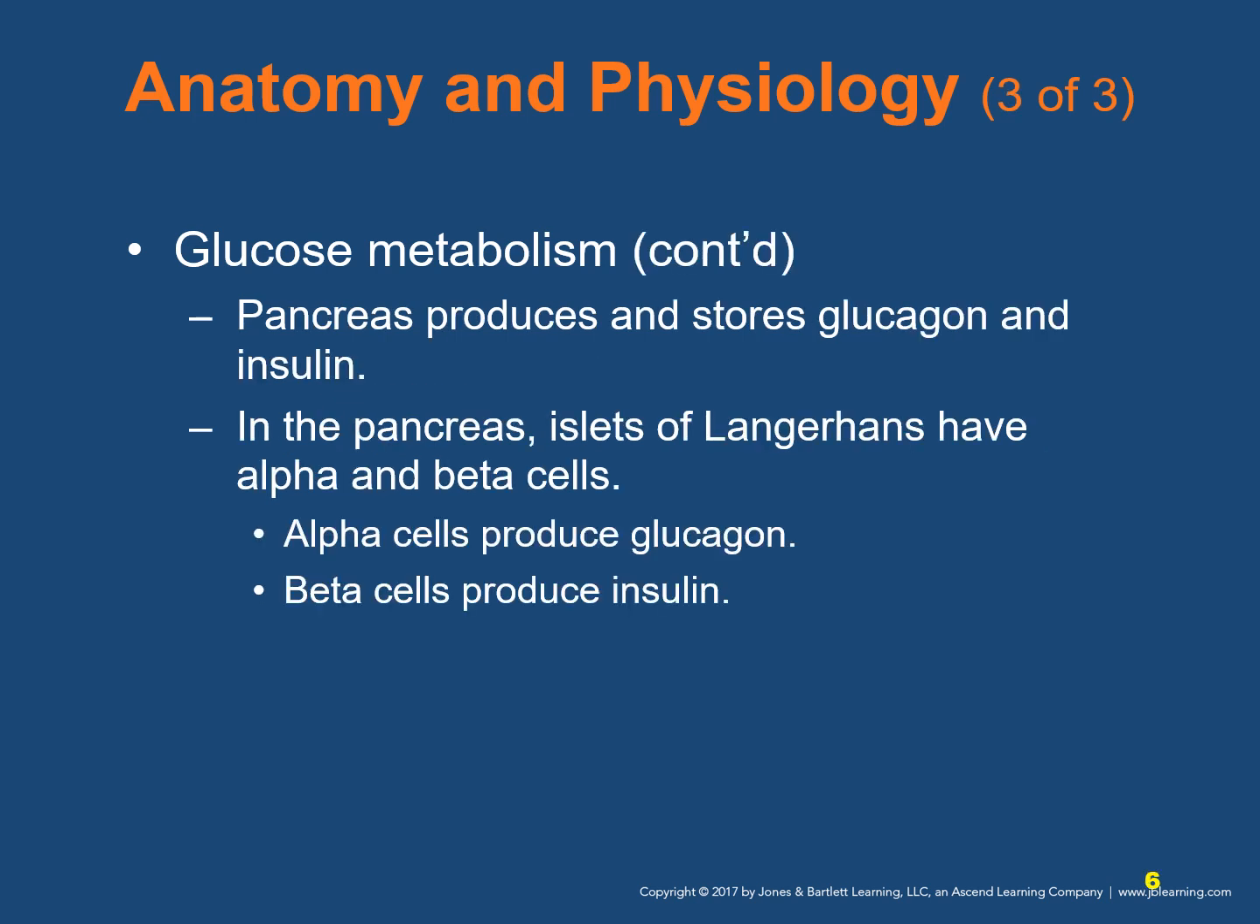The pancreas produces and stores two hormones, glucagon and insulin. The islets of Langerhans are found in a small portion of the pancreas. Within the islets are alpha and beta cells. Alpha cells produce glucagon, and beta cells produce insulin. The pancreas stores and secretes insulin and glucagon in response to the level of glucose in the blood.